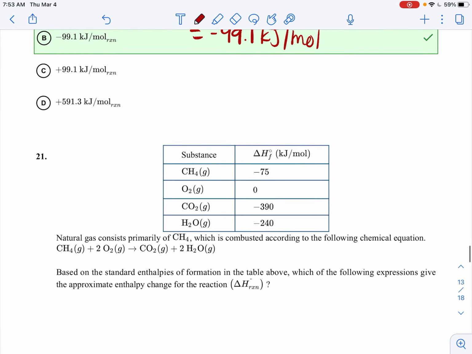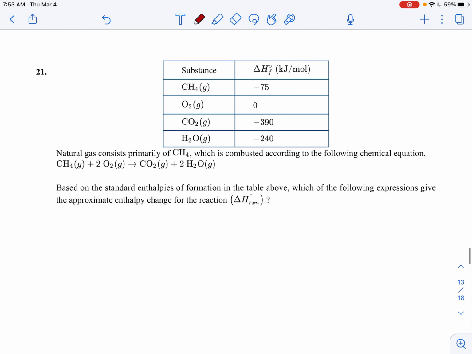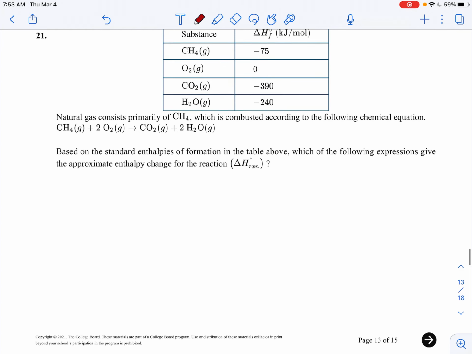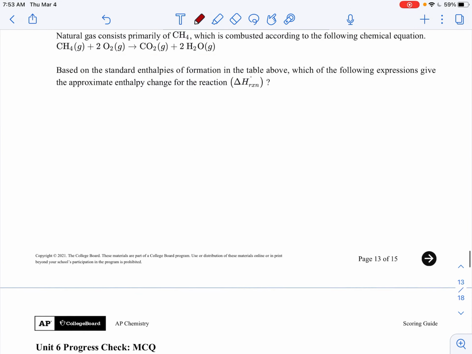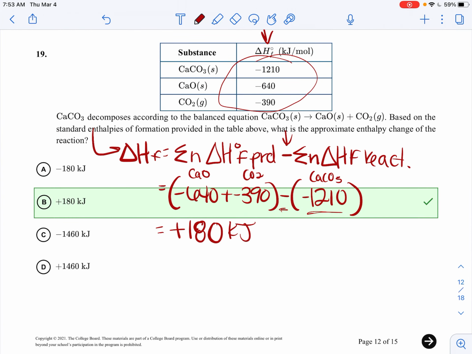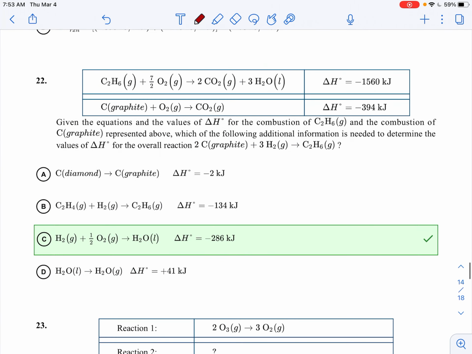Okay. Now, number 21, it says natural gas consists primarily of CH4, which is combusted according to the following equation. Based on the standard enthalpies of formation in the table above, which of the following expressions gives the approximate enthalpy change for the reaction? Okay, and so basically what it's asking is to correctly plug in this formula here. And so the answer is going to be C.